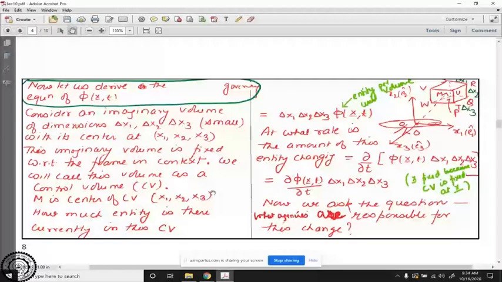So how much entity is there in this control volume? This is the expression I am writing here. You see, delta x1, delta x2, delta x3 is the volume of the fluid element. It's a cuboid. And phi(x,t), remember I said, is entity per unit volume. Since this is entity per unit volume, like mass per unit volume, I multiply by the volume of the control volume, and it should give me an amount of mass, in kg, that is living there.